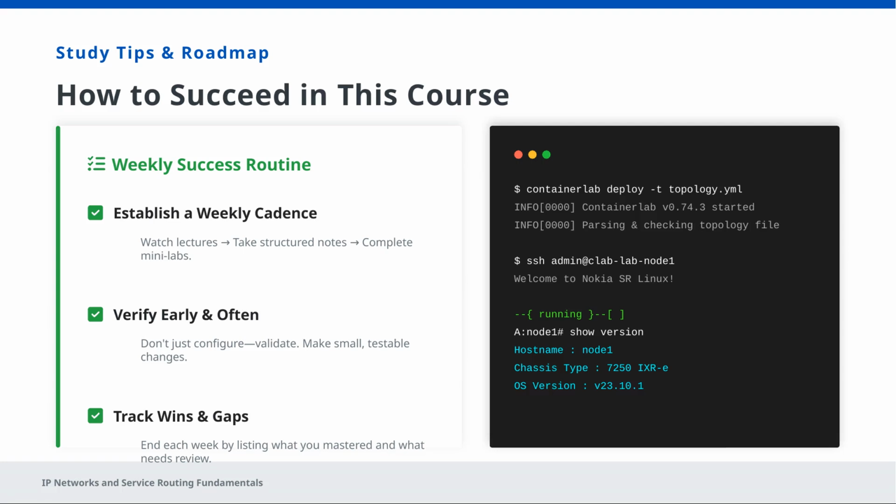To succeed in this course, focus on understanding relationships rather than memorizing isolated facts. When you encounter a protocol or feature, ask 3 questions. What problem does it solve? What information does it exchange? And how does it affect forwarding behavior? Those questions will help you make sense of even unfamiliar technologies later.